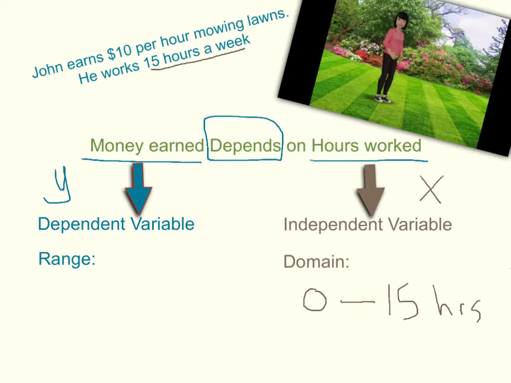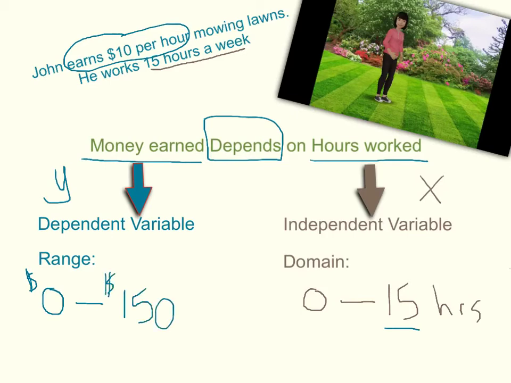And now for the range, let's think about how much money he makes depending on how many hours he works. If he works 0 hours, how much money does he make? Well, 0 hours would mean $0. But if he works the maximum 15 hours and makes $10 per hour, he would make a maximum of $150 in the week. So the range would be anywhere from 0 to $150.